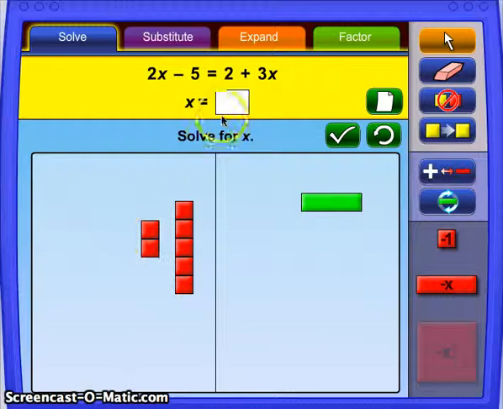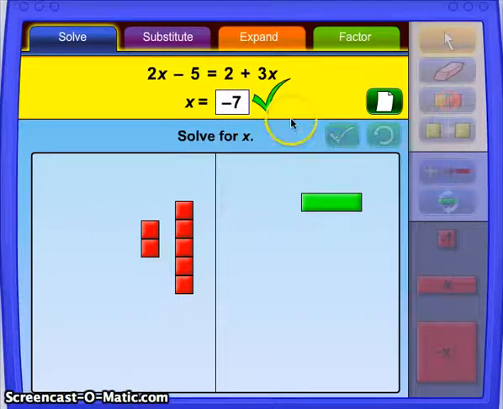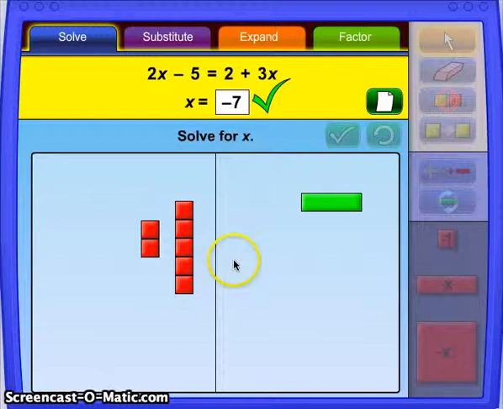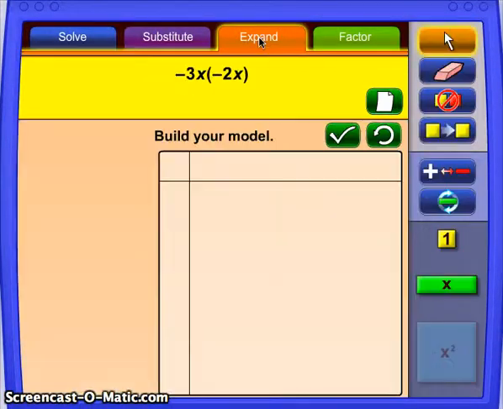So we have negative 7 on one side, so I'm going to type in negative 7 and see if this is correct. Okay, so this check shows us that x does equal -7. And this is how we solve using our algebra tiles. Now let's look at how to expand.